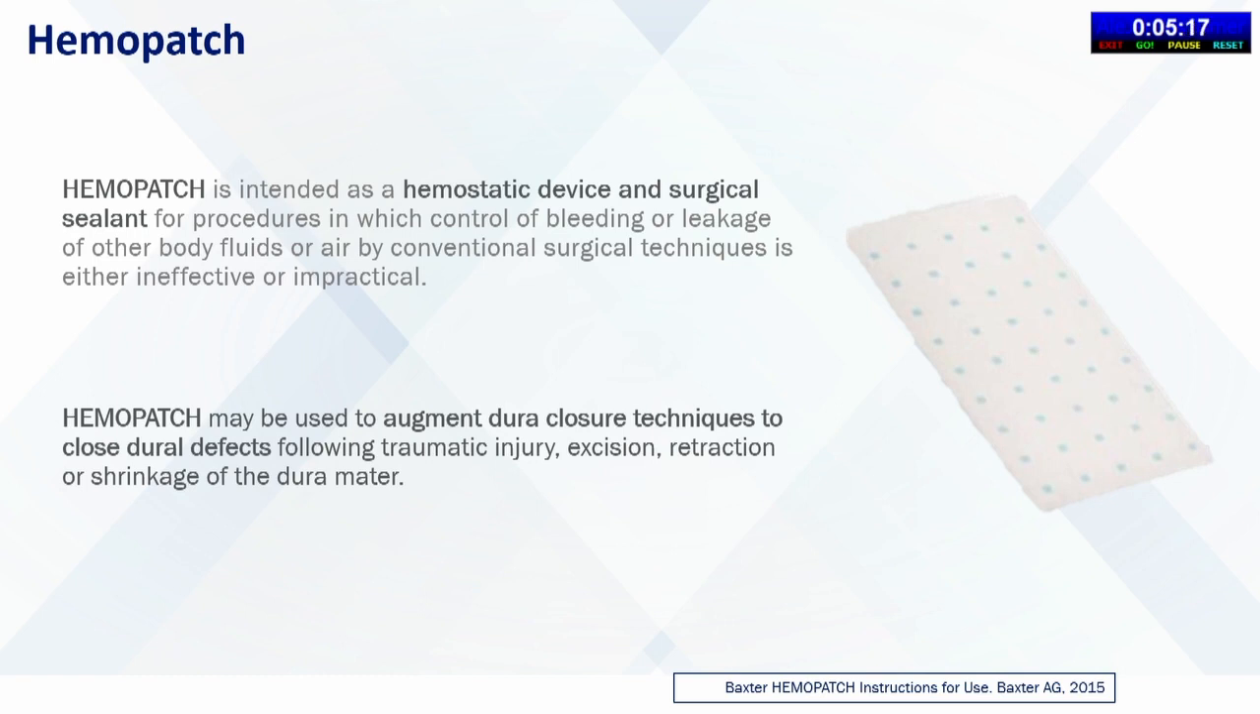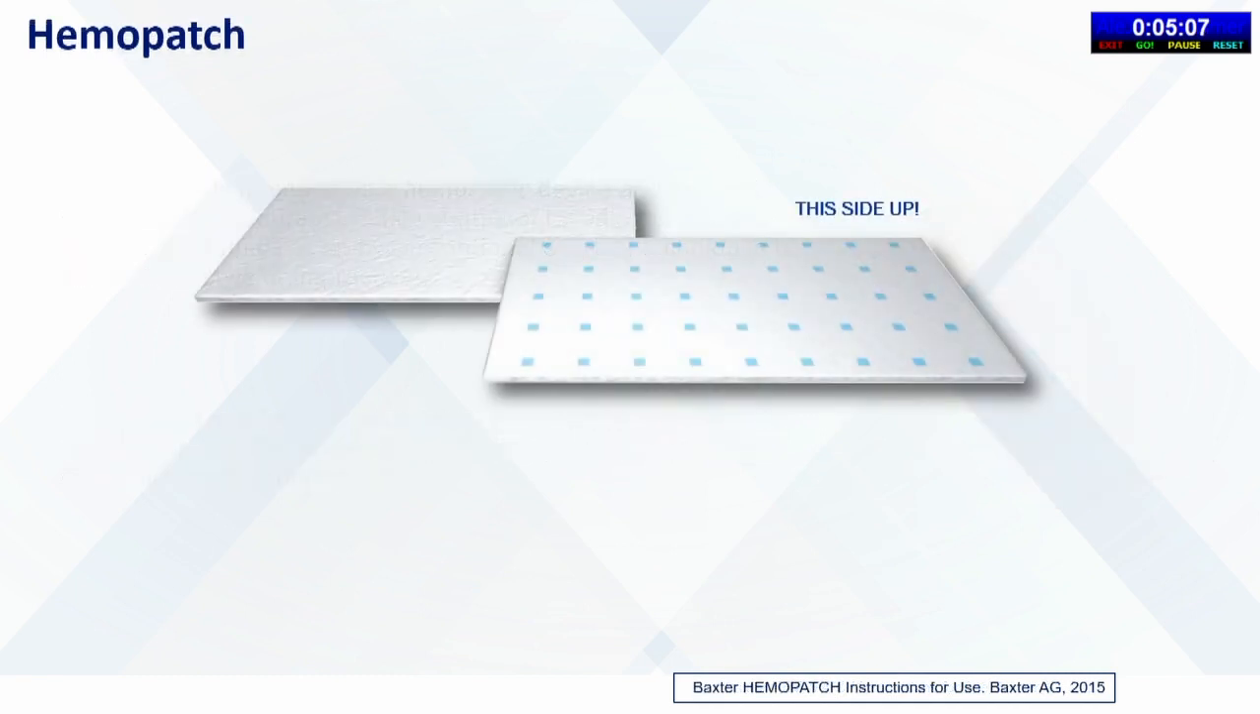So in these cases we can use this kind of a patch, and it can also be used to augment the dural closure techniques. Once we are closing the dura, we can reinforce the dura to prevent a CSF leakage in these cases. So, a pretty simple device. There are two surfaces of the device.